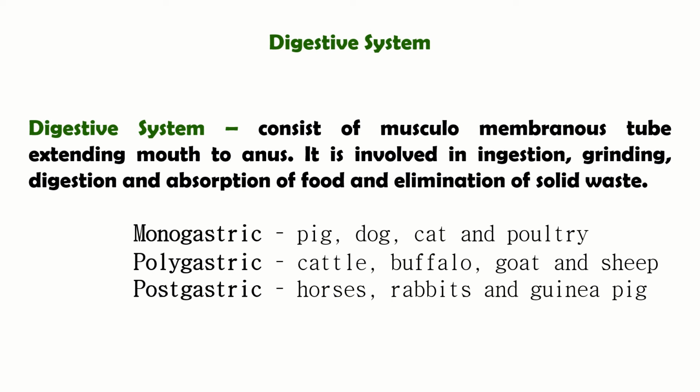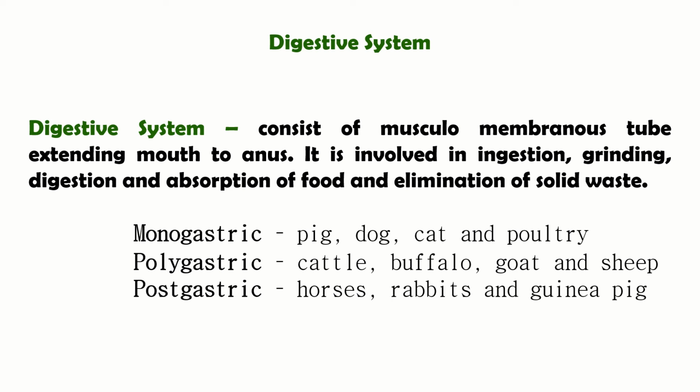Next is the postgastric animals such as horses, rabbits, and guinea pigs, with no multi-compartments but able to utilize fibrous feeds, called monogastric animals with functional cecum. Okay? Kasi kung mapapansin nyo, itong monogastric animals, they have a stomach just like ours. It's only a simple stomach. Okay? Almost the same as the human stomach.